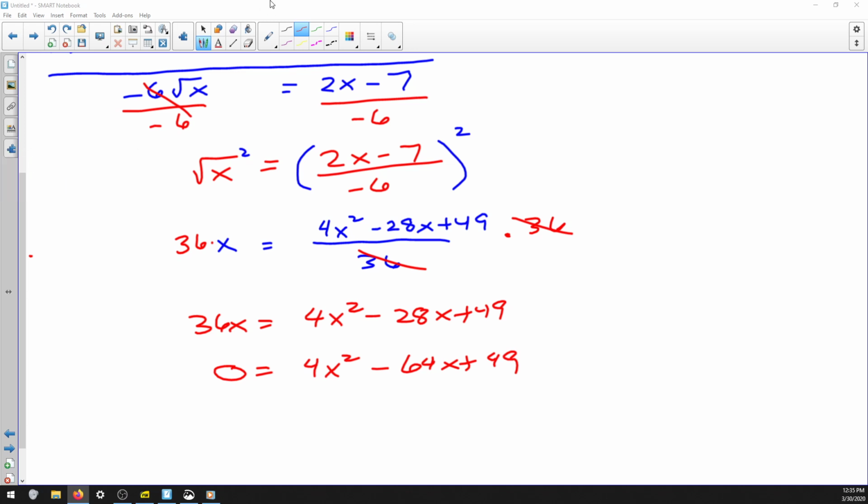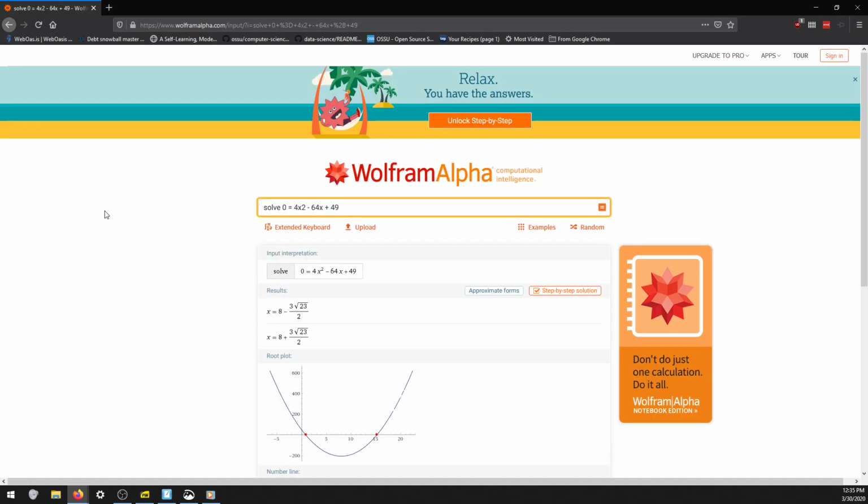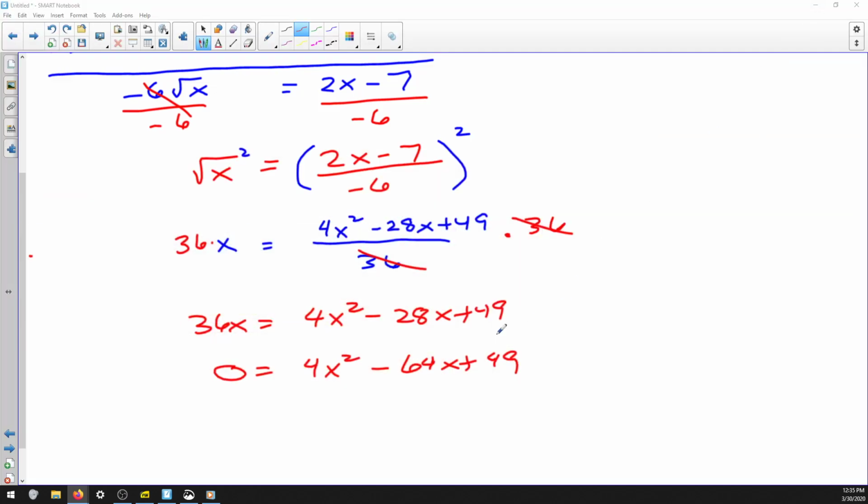So here's my lazy step. I'll bring it over so you guys can see it. There's a website called Wolfram Alpha, and I just put solve in there. And it actually shows you the interpretation. It's saying this is what I think you meant to say, and that's what we had. So that's the problem that I'm trying to solve.